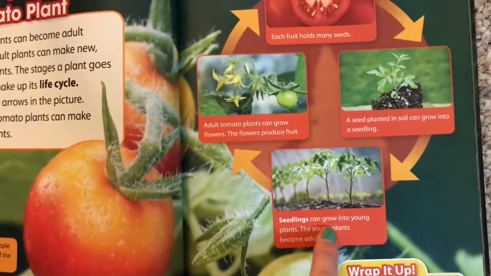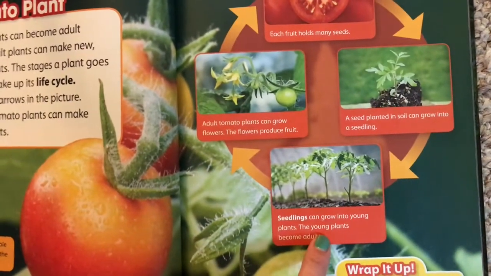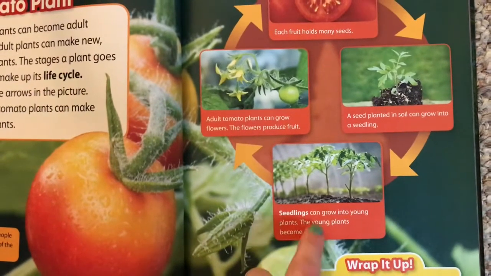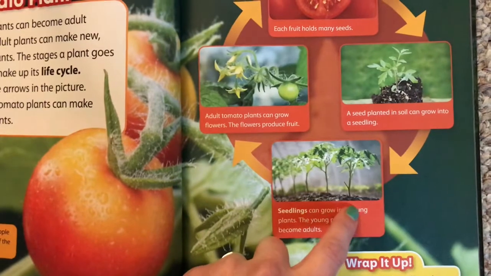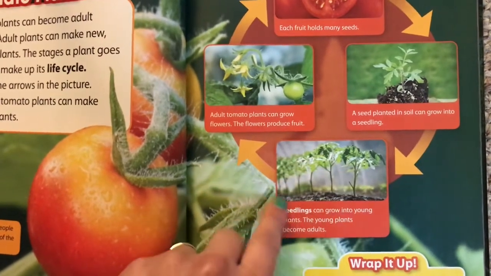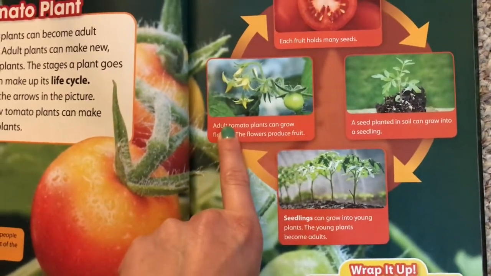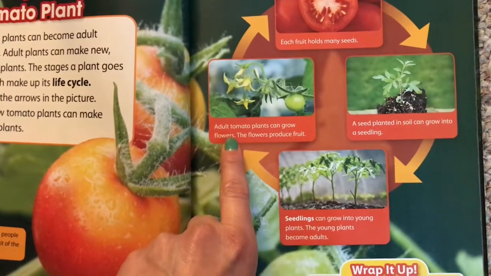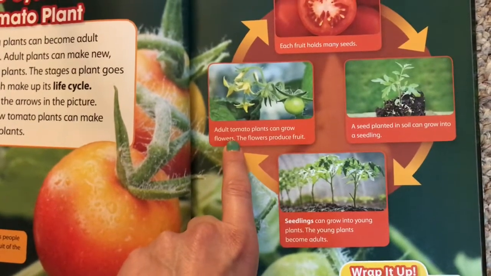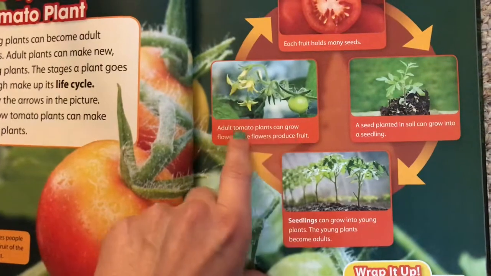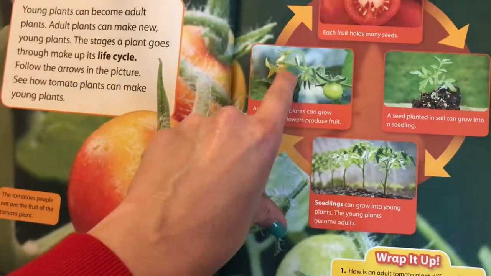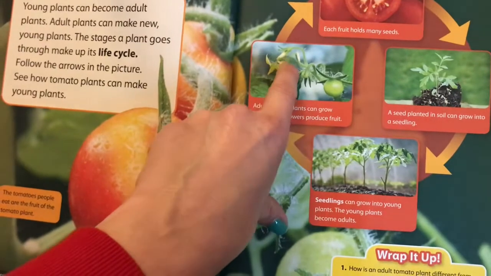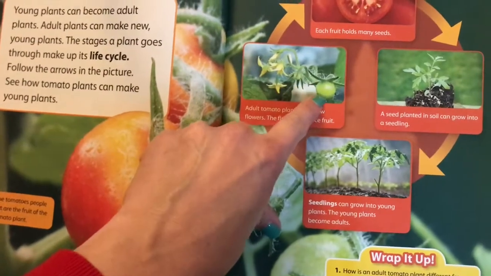The seedling can grow into young plants. The young plants become adults. So this is a young tomato plant. It's not an adult yet, but they continue to grow and they become adults. An adult tomato plant can grow flowers. The flowers produce fruit. So here's the adult plant, which kind of looks just like this. And then it produces flowers first, and from the flower grows a tomato. And then the tomato gets bigger.